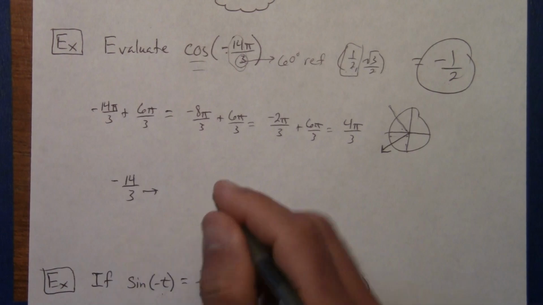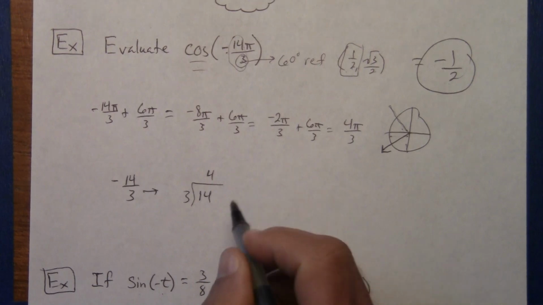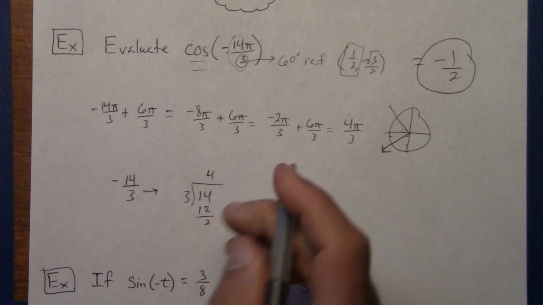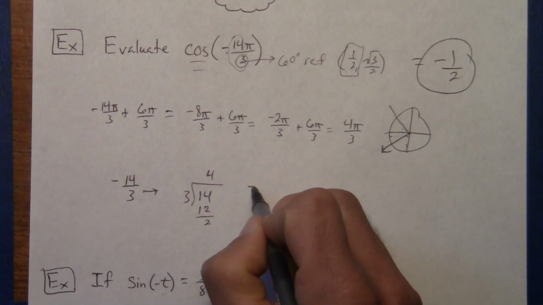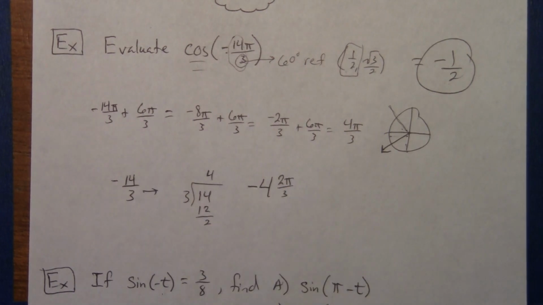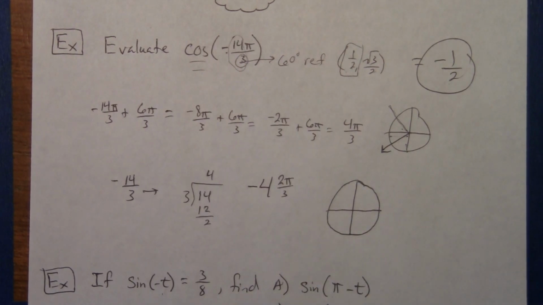You notice I'm ignoring pi for right now. If I take 14 and divide it by 3, I know that 3 will go in there evenly 4 times, and I have a remainder of 2. So another way of writing negative 14 pi over 3 would be to say negative 4 with a remainder of 2 pi over 3. And so, if I go about doing this, I can say, well, let's go ahead and draw myself a little picture here. It's negative 4 and then 2 pi over 3.